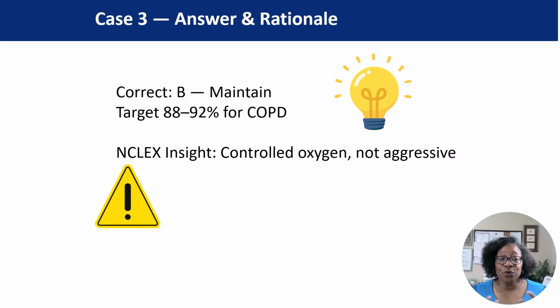Okay. You are going to maintain the current oxygen level. Why? Because people with COPD, their target O2 range is between 88 and 92%. So the patient's within normal range. So you're not going to really do anything.